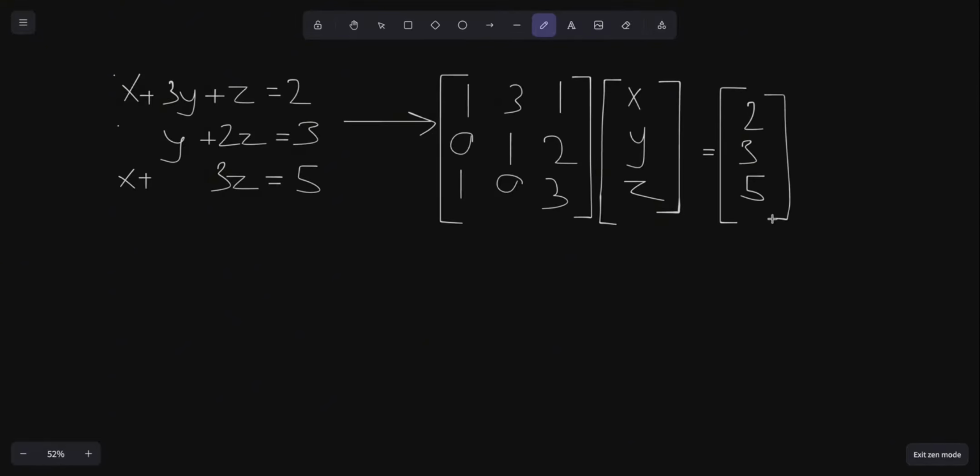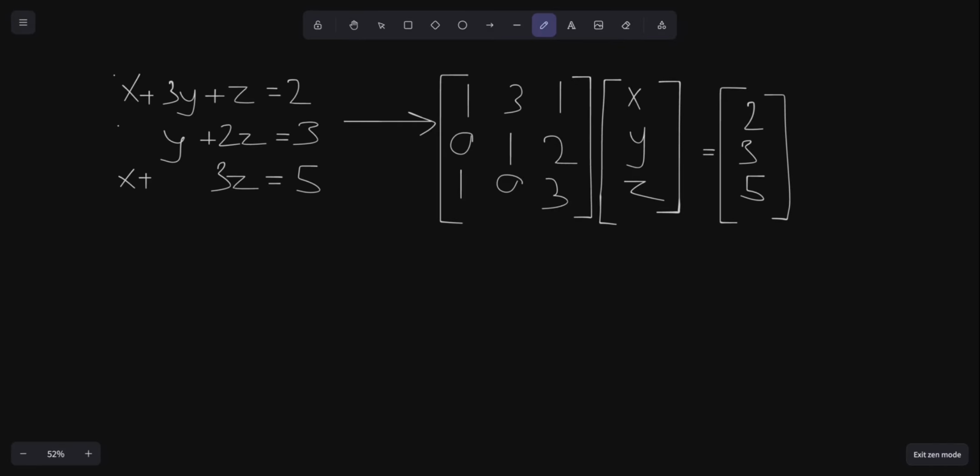This is just our system of linear equations written in a fancy way, because if you recall matrix multiplication, 1 times x plus 3 times y plus 1 times z is going to be our first item. Then we're going to have 0 times x plus 1 times y plus 2 times z. That gives us our second equation, and you kind of see the pattern there. We maintained all the information, but we just compacted everything into matrix form.